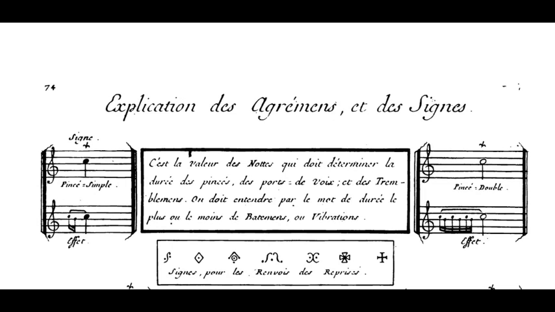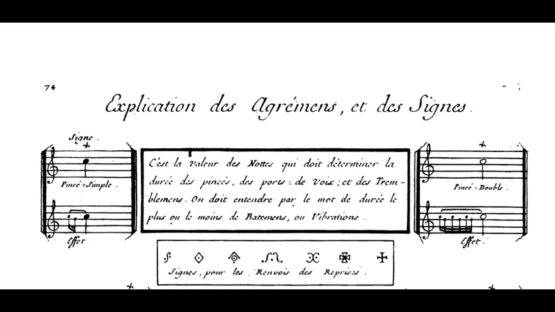Good morning. Today, a short lesson concerning the ornaments in the French music by François Couperin. We will follow the table, the résumé of these ornaments, and then we will try to speak about Le Rossignol en amour, a very ornamented, flourished piece.